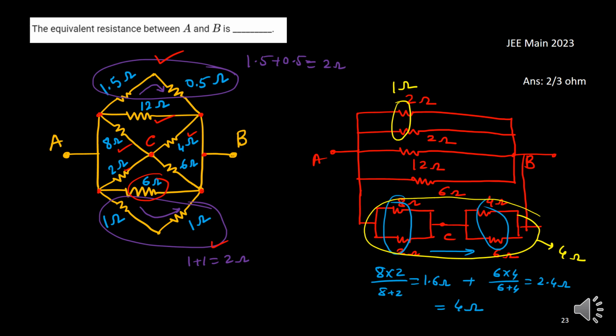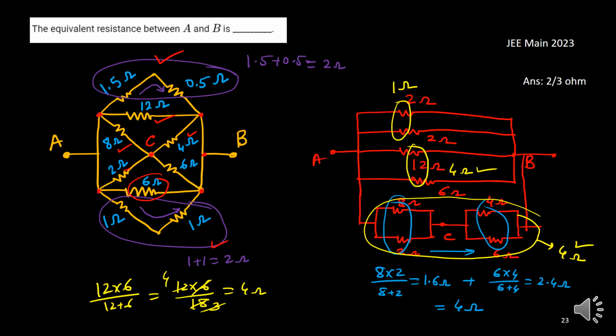Right. So the parallel connection of these two will be 12 into 6 by 12 plus 6, equals 12 into 6 by 18. So it is 3 and it is 4. So it is 4 ohm. So this will give you 4 ohm. This is your 4 ohm. This 4 ohm, this 4 ohm. Okay. It will give you the parallel combination of this one.